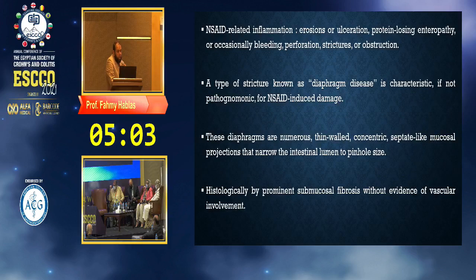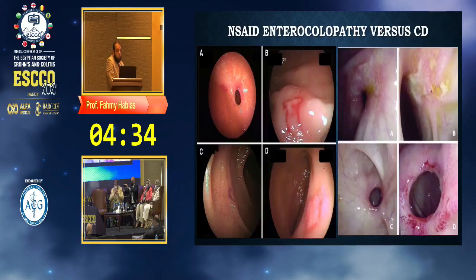NSAIDs cause, of course, as we know, erosions, ulceration, protein-losing enteropathy, bleeding, perforation, strictures, and obstruction. The type of stricture caused by NSAIDs is characteristic: diaphragm disease is characteristic if not pathognomonic of NSAIDs. The diaphragms are numerous, thin-walled, concentric, septate-like mucosal projections that narrow the intestinal lumen to a pinhole size, histologically with prominent submucosal fibrosis without evidence of vascular involvement. This is the picture of NSAID-induced diaphragm-like structures.